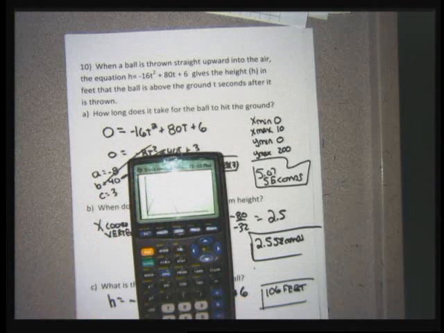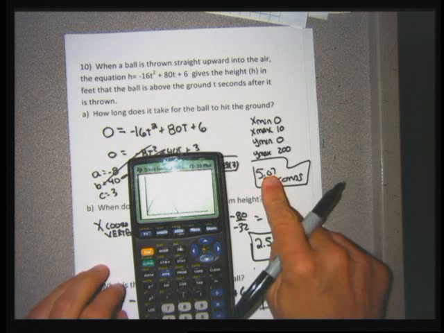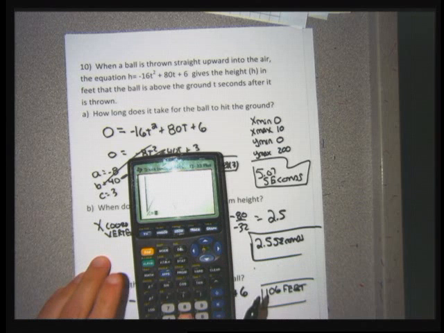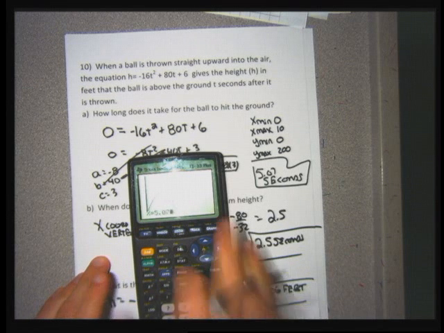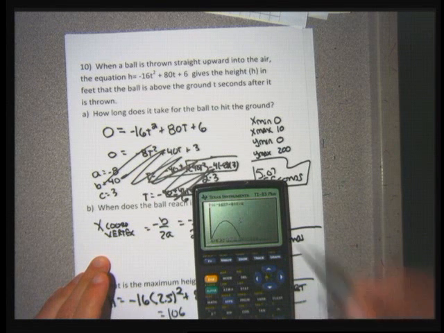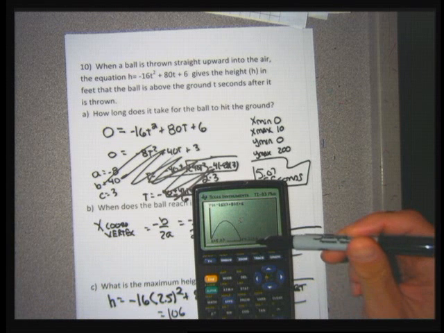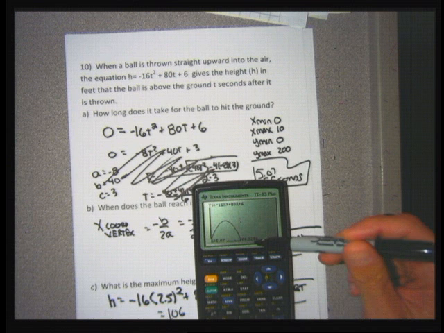Hit my graph function. If I type in 5.07, if I hit second calc value 5.07, the y that I get should be very close to 0. So this says at 5.07 seconds, it's 0.32 feet above the ground. That's just a few inches. The reason this isn't exactly 0 is because my answer is rounded. I'd like the y to be exactly 0, but 0.32 feet is close enough to 0 for me to be happy.